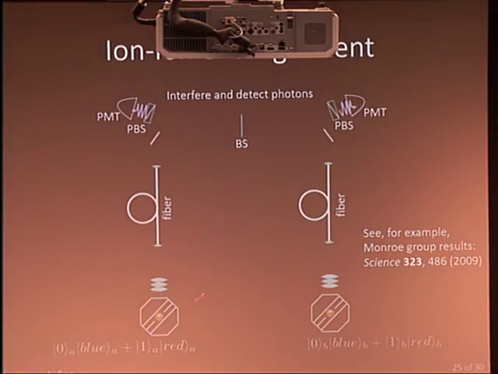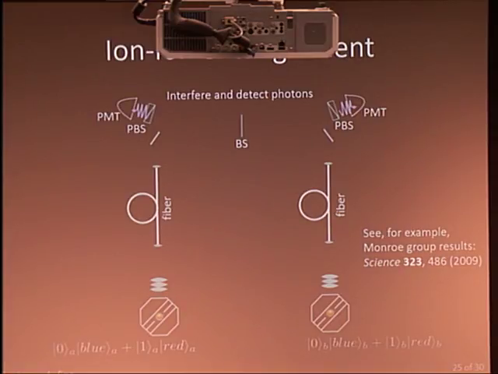Not only that, but each is entangled with a separate ion. So we actually do have a case where we can have the photons go to opposite sides of the beam splitter. So you can have one photon go to this detector and one photon go to that detector. But only when the photons are in a very particular quantum state.